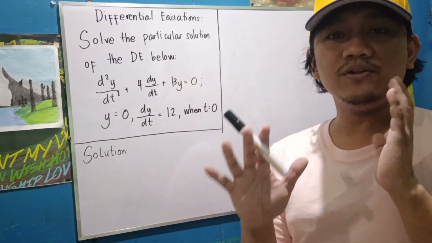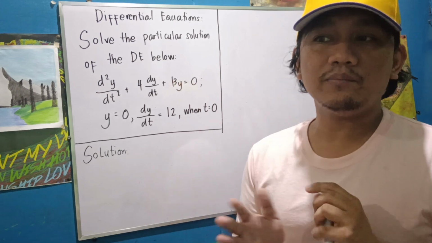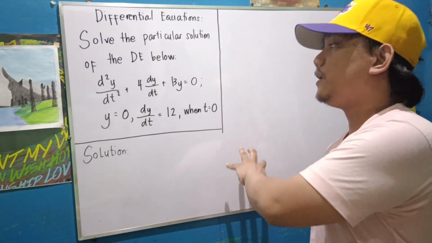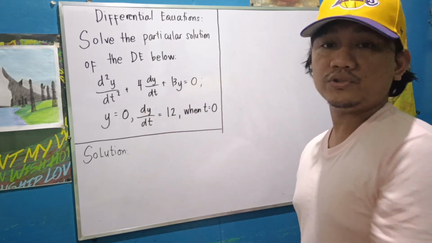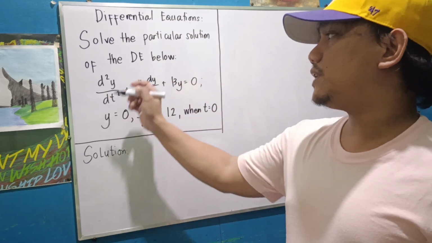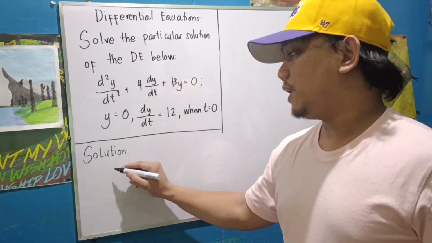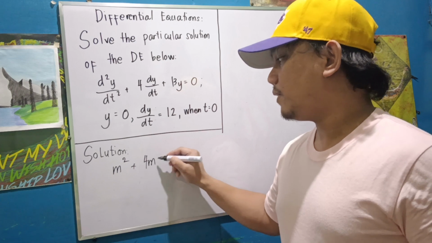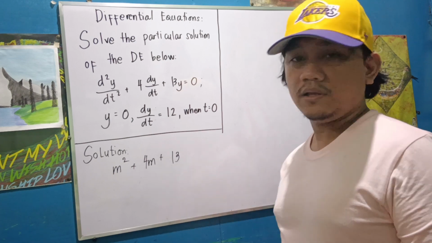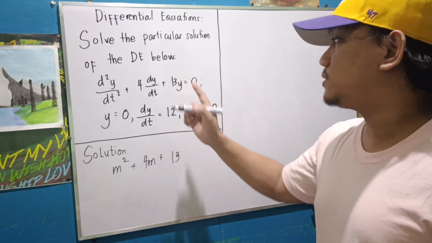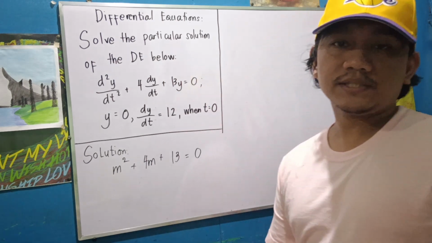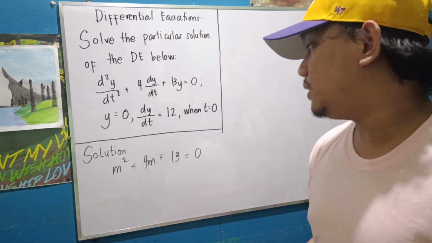So, syempre, balik tayo dun sa basics natin. How do we get po ba, Sir IJ, yung general solution? So, getting the general solution requires us to use the auxiliary equation in which the second derivative represents m squared, the first derivative represents m, and the y represents a constant equal to 1. So that's 13 times 1, or that's simply 13 equals 0. So the best thing that we can do here is by completing the square.